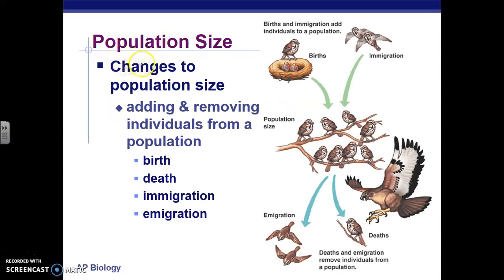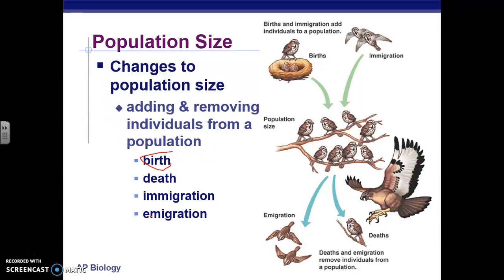So now looking at population size, or how population size is calculated. Population size is affected by four things that could occur in the population. Birth, obviously organisms being born. Death, organisms dying. And then immigration, organisms coming into the community. And then emigration, organisms leaving the community.